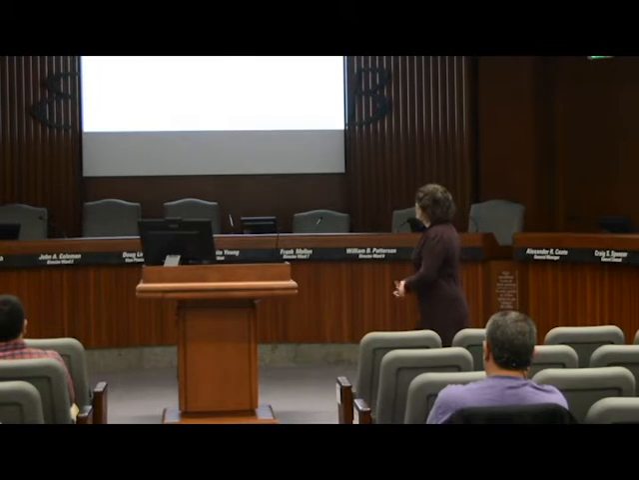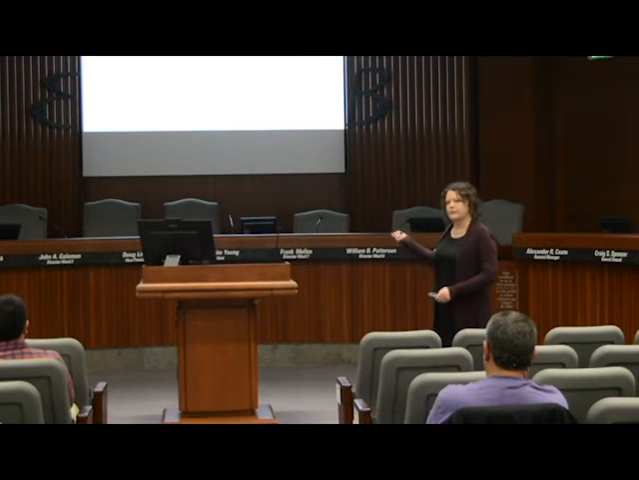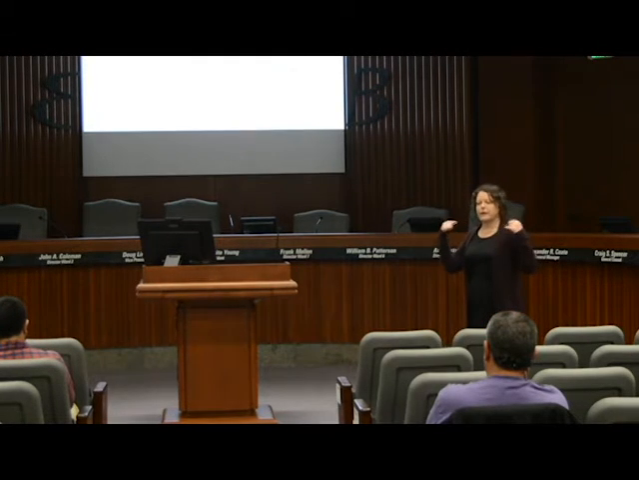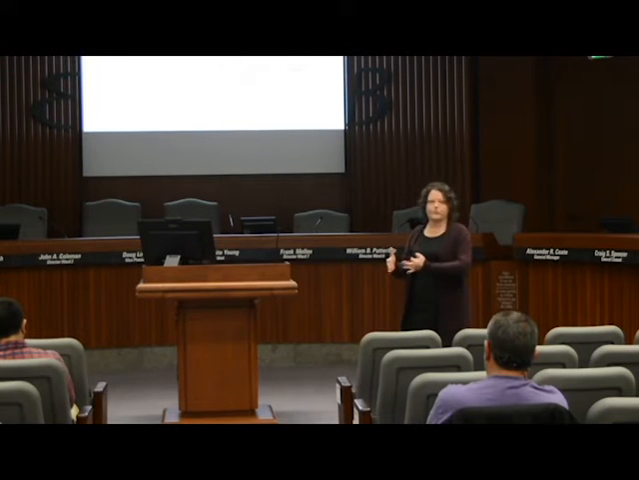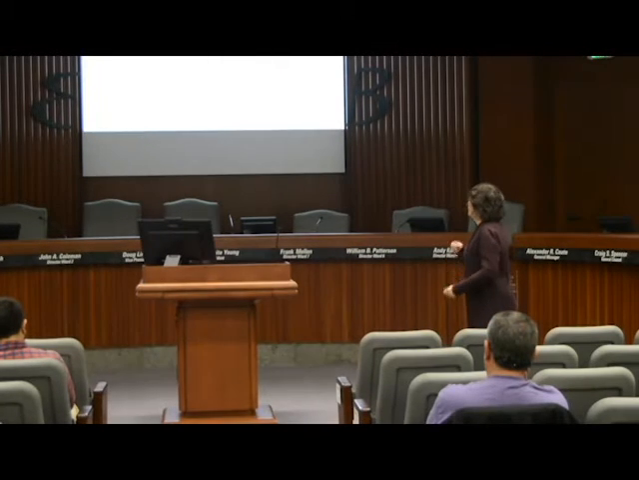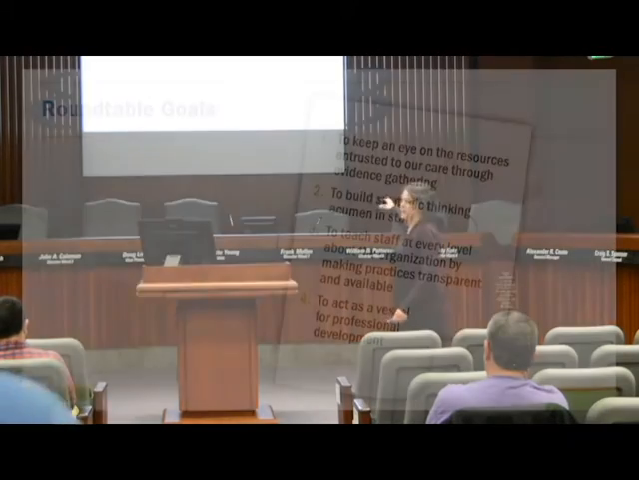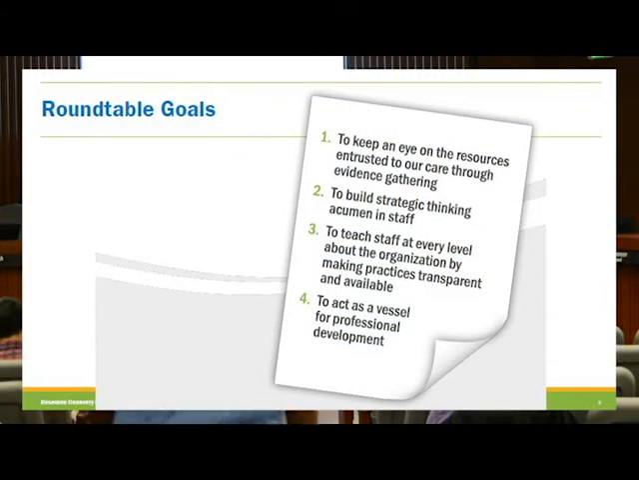So we have 4 goals, and normally I don't read from a slide, but I am going to in this case because they've really created the guiding principles for our research programs and this roundtable. One is that we want to, of course, keep an eye on the resources entrusted into our care, and this is really important. A lot of people have heard resource recovery as a concept.